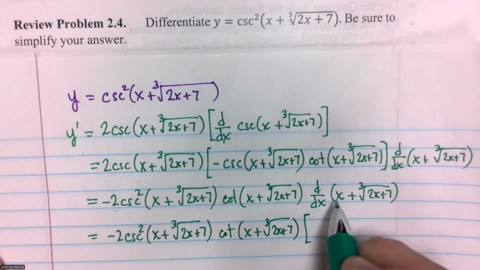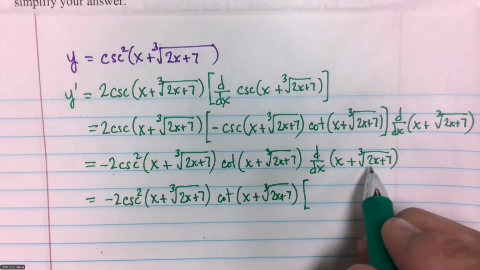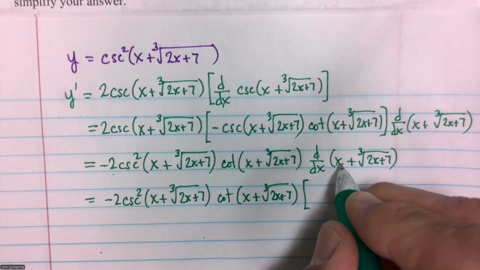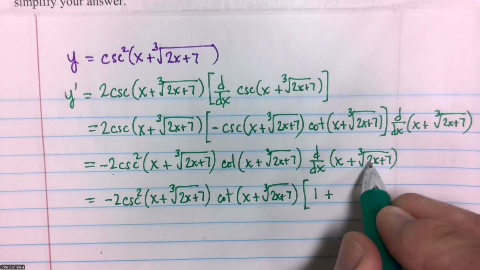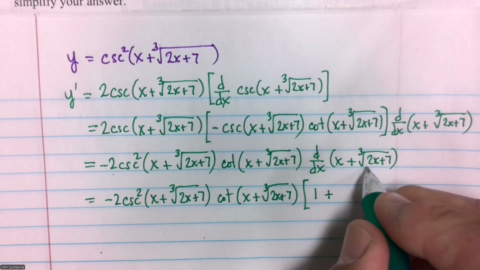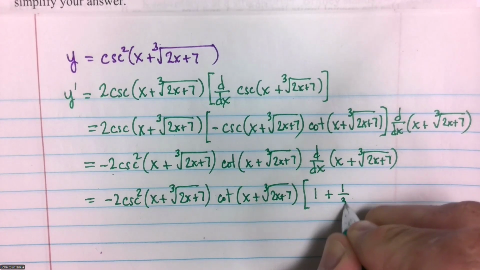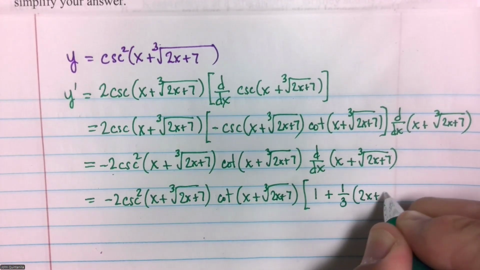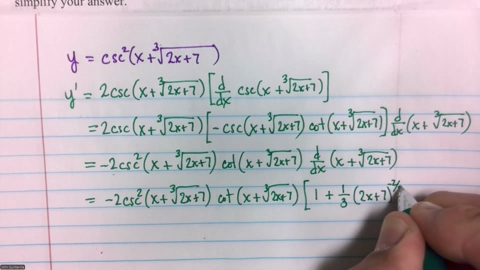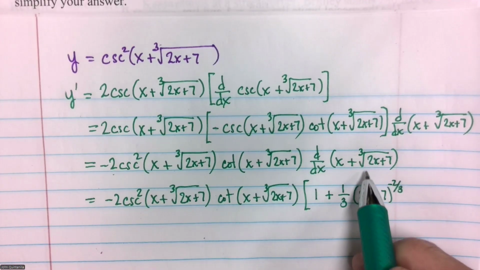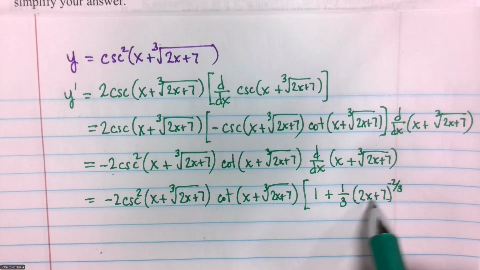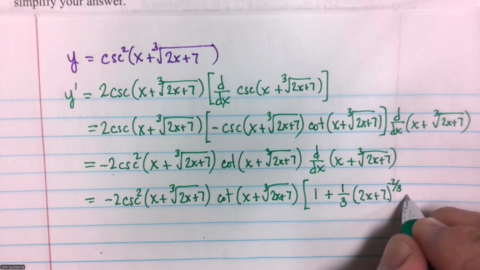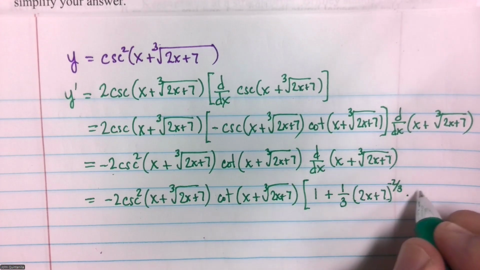Okay, now I have the derivative of x plus the cube root of 2x plus 7. The derivative of x is 1. The derivative of the cube root is going to be 1/3 times 2x plus 7 to the negative 2/3. So the derivative of cube root is going to be 1/3 times the inside to the negative 2/3. Negative 2/3 is 1/3 minus 1, times the derivative of the inside, which is 2.